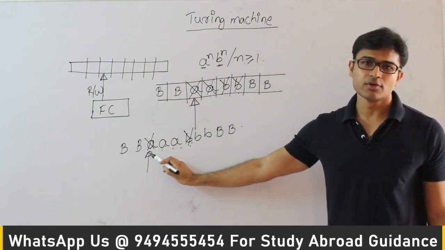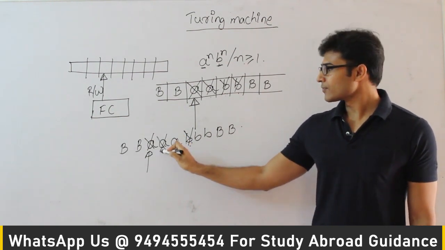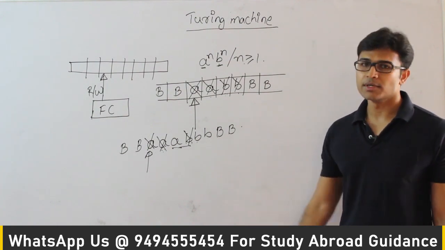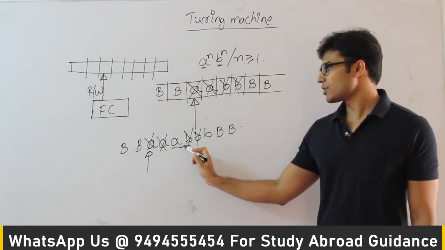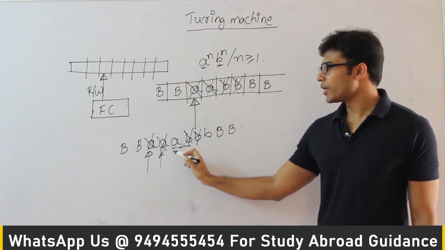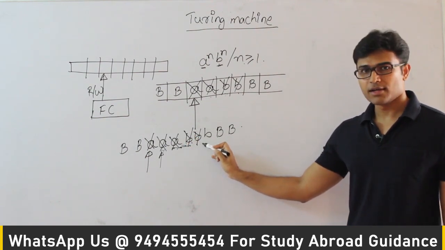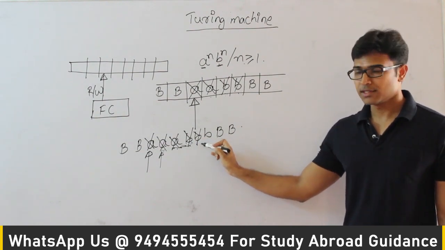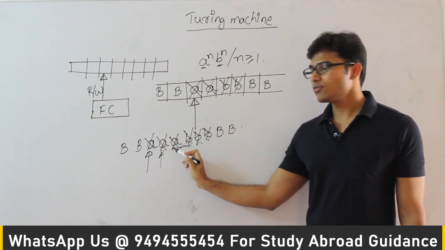So you go left until you reach X. After you reach X, you turn right and make it X, and again go right and cross all the A's, cross all the Y's, and then reach B and make it Y, and again go left, crossing all the Y's and crossing all the A's until you hit the first X. After you hit the first X, move right and make it X, and again you keep moving right until you hit the first Y. On the way you might get any number of A's and any number of Y's. Leave them and then make it Y, and again keep moving left until you reach the first X.